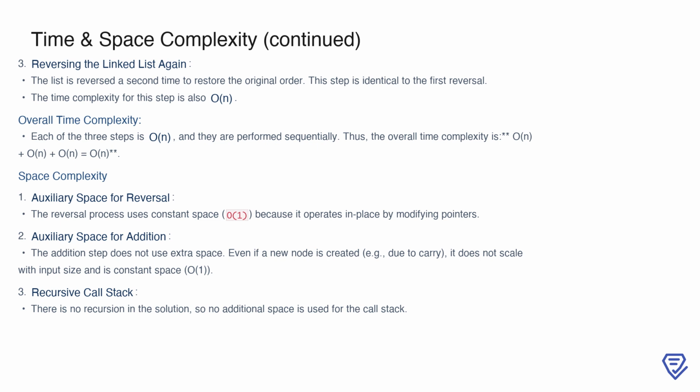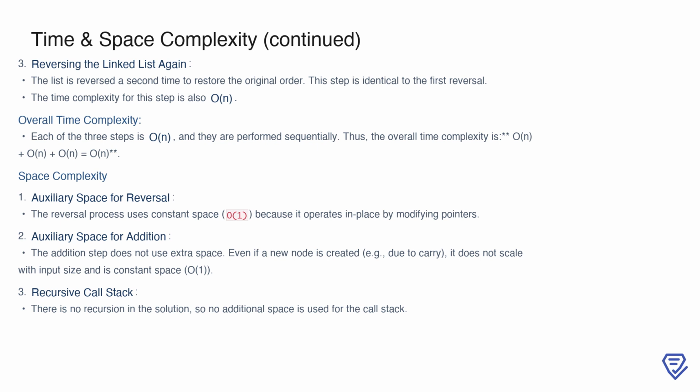These 2 steps together ensure we're working within linear time so far. Now, we reverse the linked list again to restore its original order. This step is identical to the first reversal. We iterate through the list, updating pointers, which takes O(n) time. When we look at the overall time complexity, we see that each of the 3 steps, reversing the list, adding 1, and reversing it again, takes O(n), and because they're performed sequentially, the total time complexity is O(n) plus O(n) plus O(n), which simplifies to O(n).